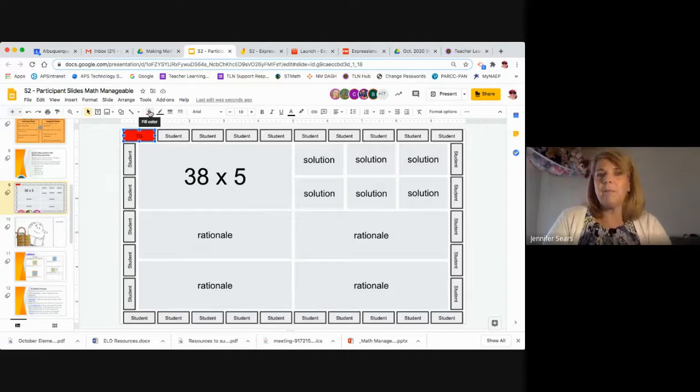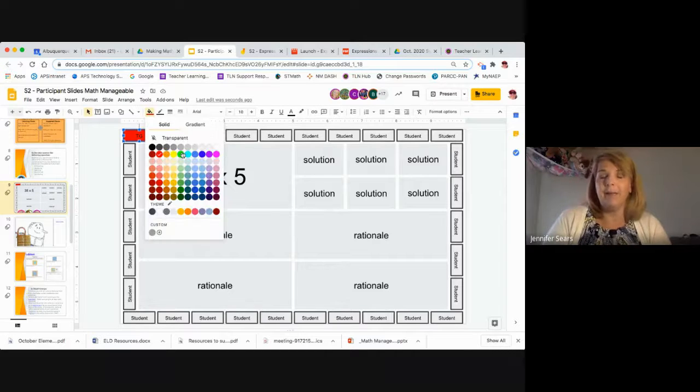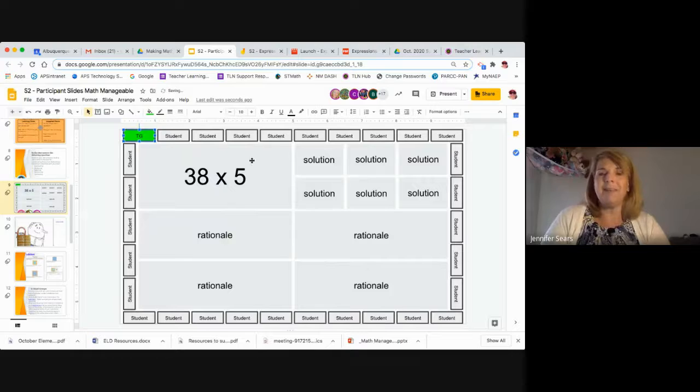So you see the problem or expression that's listed there. It's 38 times 5. And I'll let you do that in just a minute. But you need to indicate with your color in the background whether you have one strategy, which would be indicated by red. Tammy switched hers to green, so that means she has 3 strategies, but if you had 2 strategies, it would be yellow, and 3 or more strategies are going to be green.